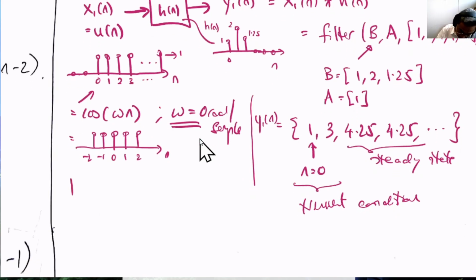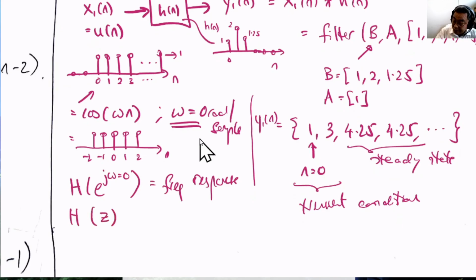So what we should do is find H(e^jω), where omega equals 0. This is the frequency response of the system. And how do we get H(e^jω) from H(z)? It is simply substituting z equals 1·e^jω, with omega equals 0 here. So you realize that there's a very close relationship from the transfer function, which is H(z), to the frequency response, which is H(e^jω).